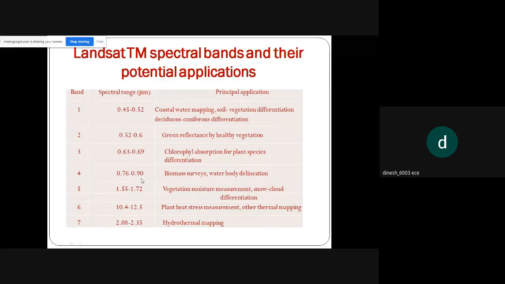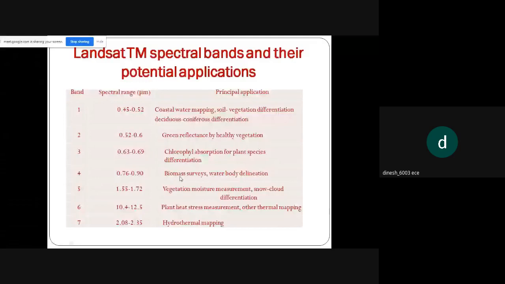The fourth spectral band is the 0.76 to 0.90 micrometer, which is used for biomass surveying and water body delineation applications. The next band is band 5, where the spectral range is from 1.55 micrometer to 1.75 micrometer, which is used for vegetation moisture measurements, snowfall, or snow cloud differentiation. For that application, it is being used.